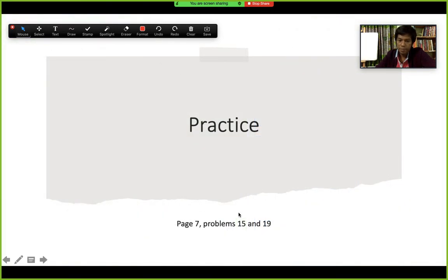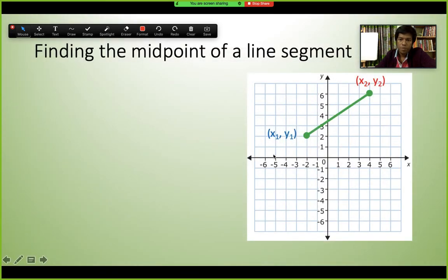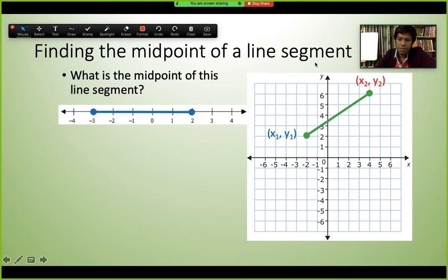Similar practice, these are the practice problems. We will do it during the class. What is the midpoint of the line segment? Suppose what is the midpoint of this line segment? See, this is 1, 2, 3, 4, 5. So what is the middle? Midpoint means the middle point here.